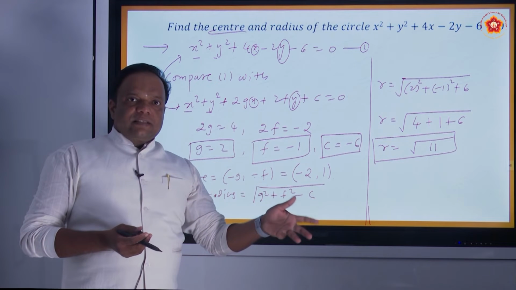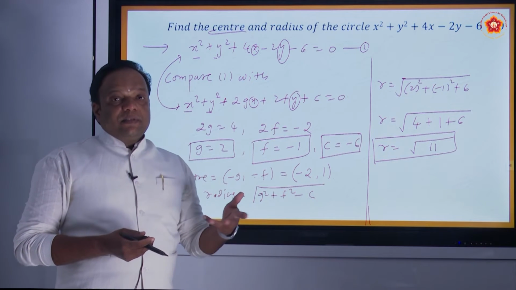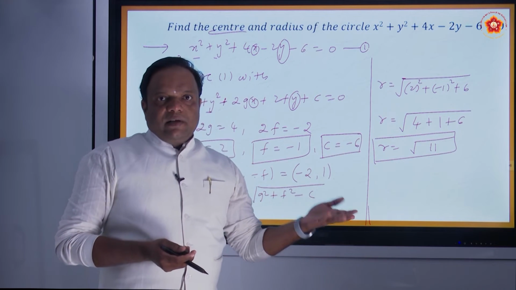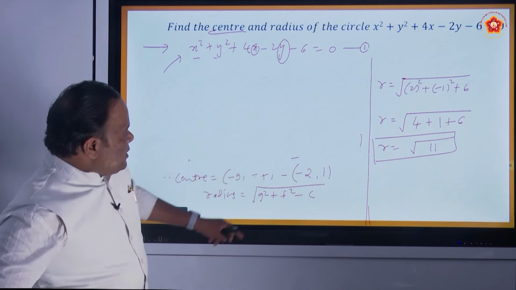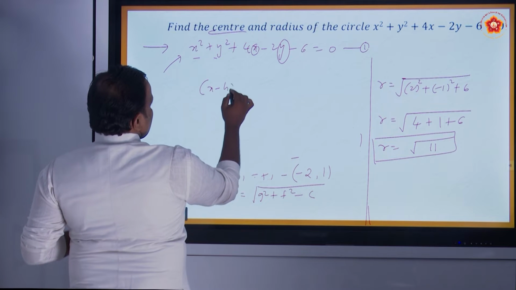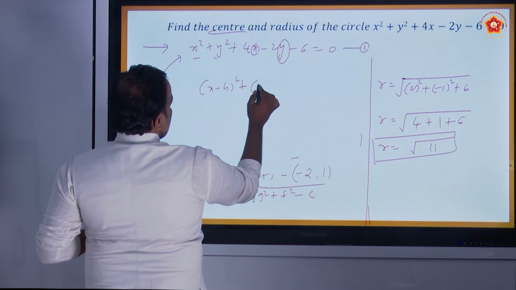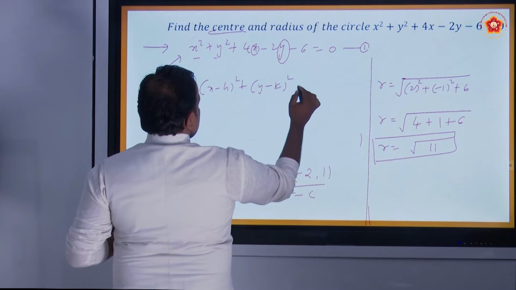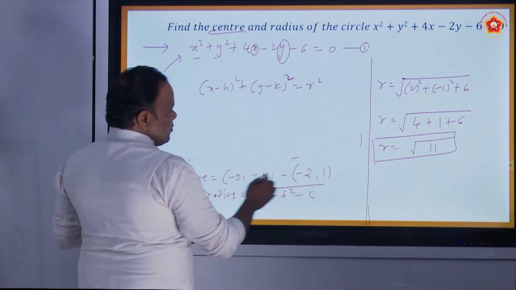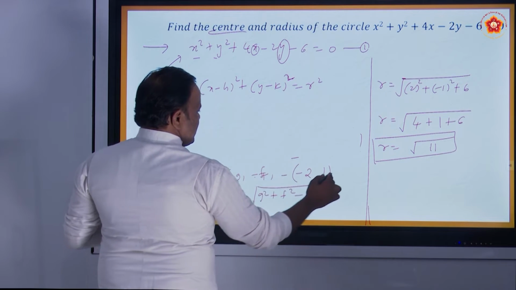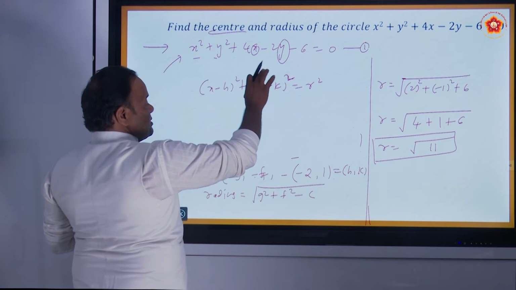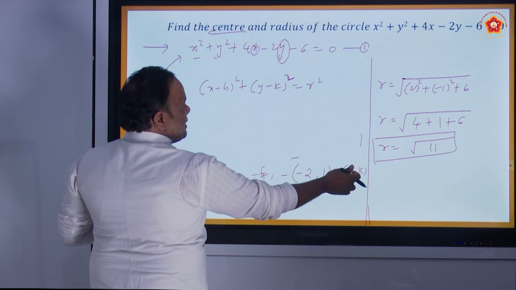You can verify this by taking the reverse. Reverse means if the center and radius are given, then write the equation of the circle. You will get the same answer. We know the center is minus 2 comma 1. We know the equation of a circle in center radius form: x minus h whole square plus y minus k whole square is equal to r square. Here h comma k is nothing but the center.